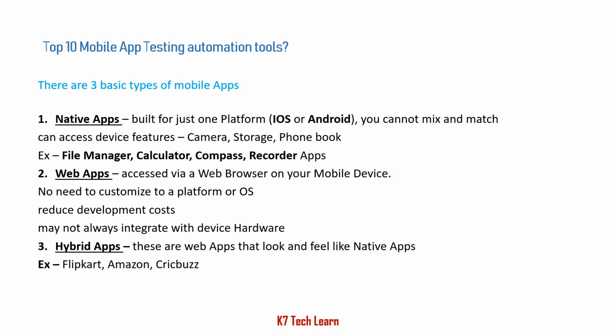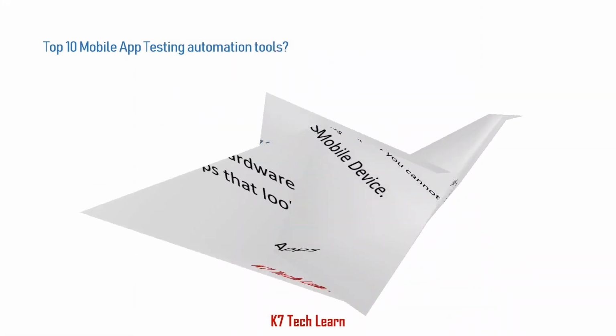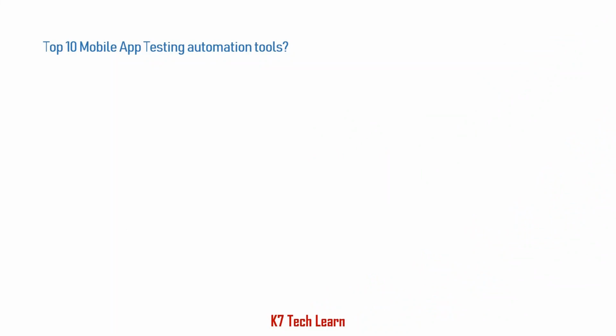And third one is hybrid apps. These are web apps that look and feel like native apps only. For example, we can say Flipkart, Amazon, QuickBuzz come under hybrid apps. Here we go. You can see top 10 mobile app testing automation tools.